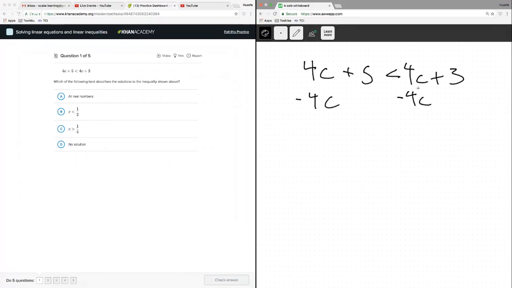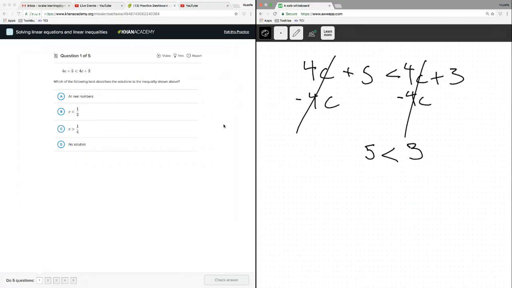But this is interesting. Look what happens. We got a 4c on this side and a 4c on this side. So we subtract those from both sides. What's going to happen? We're left with 0 and 0. Now we have 5 is less than 3. So this is an interesting situation. Definitely not going to be B, definitely not going to be C, because we have no c in our final resulting inequality.